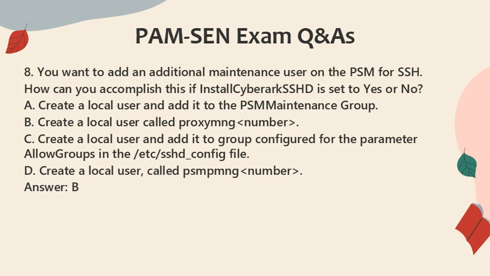8. You want to add an additional maintenance user on the PSM for SSH. How can you accomplish this if InstallCyberArkSSHD is set to Yes or No? A. Create a local user and add it to the PSMMaintenance group. B. Create a local user called proxymng. C. Create a local user and add it to the group configured for the parameter AllowGroups in the /etc/ssh/sshd_config file. D. Create a local user called PSMPMNG. Answer: B.